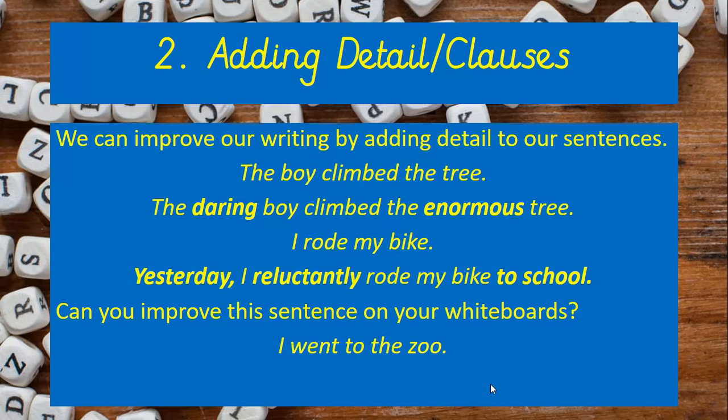Again, another simple sentence. I rode my bike. Using an adverbial of time tells the reader when it happened. Yesterday, I reluctantly rode my bike to school. I've also added an adverb. How did he ride the bike? And to school. Where were they going? Can you do the same and improve this sentence at home, either on a whiteboard or on a piece of paper? Pause the video and have a go.